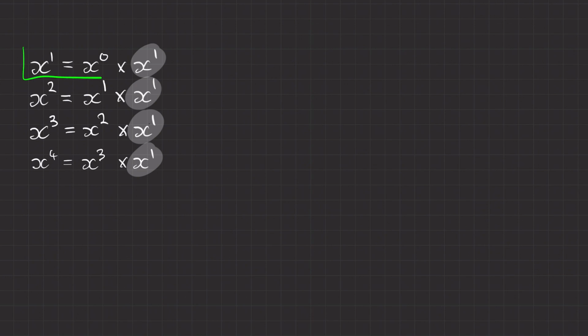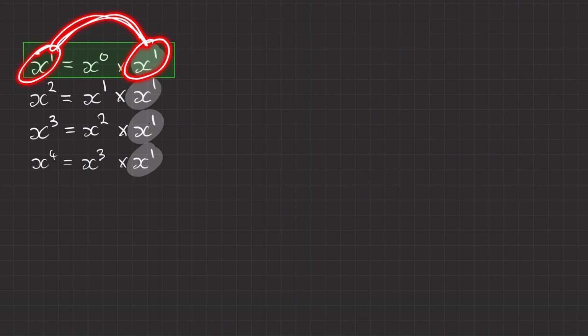Now just having a focus at this one here, this says that x to the power of 1 equals x to the power of 0 multiplied by x to the power of 1. So we've got x to the power of 1 and x to the power of 1. We know that x to the power of 1 equals x to the power of 1. These two must equal each other.